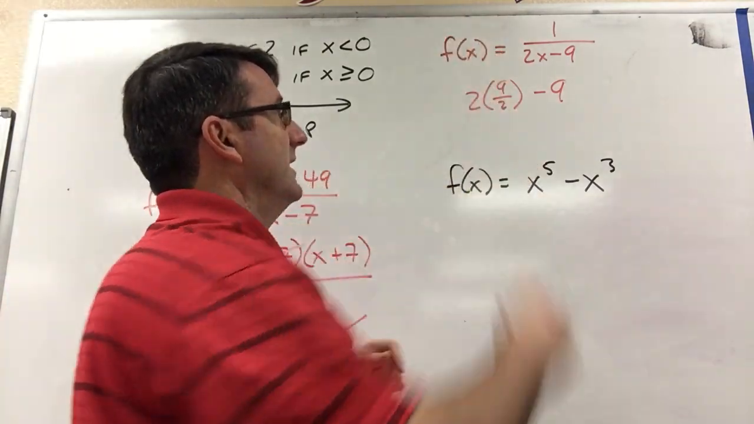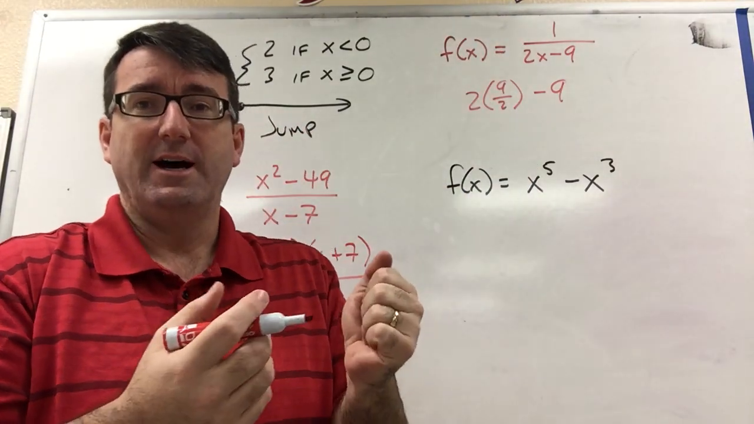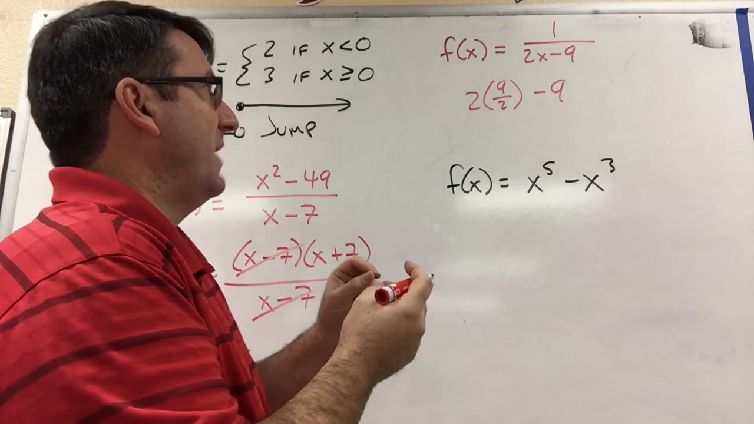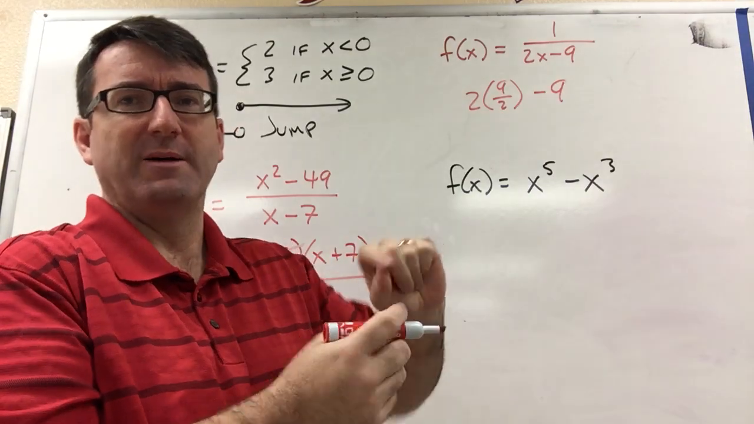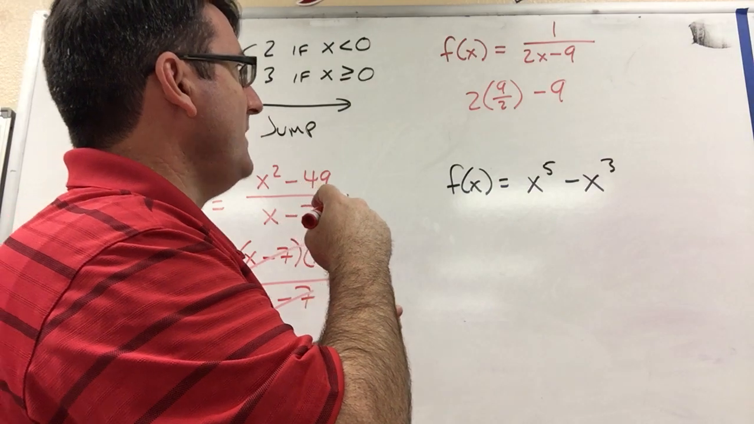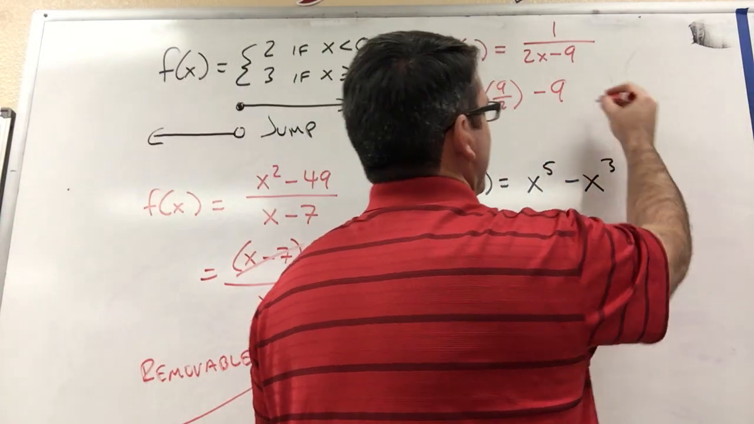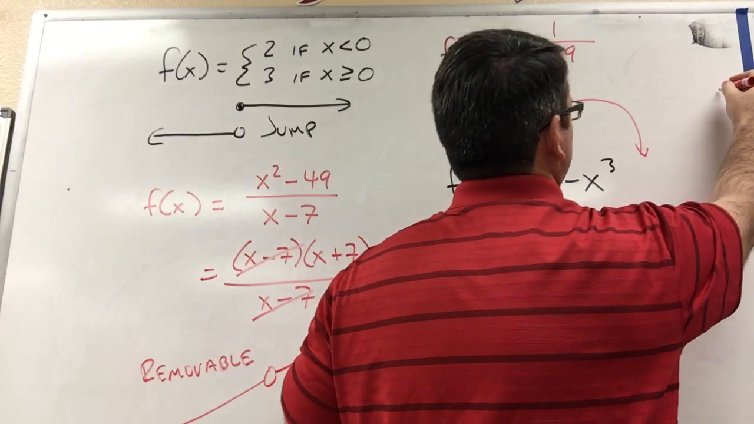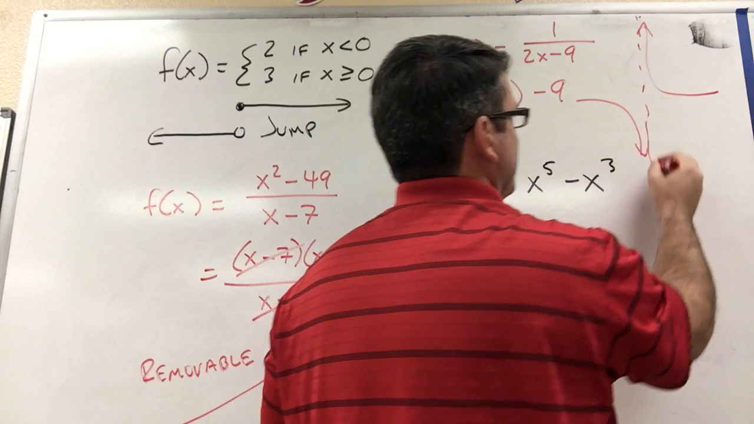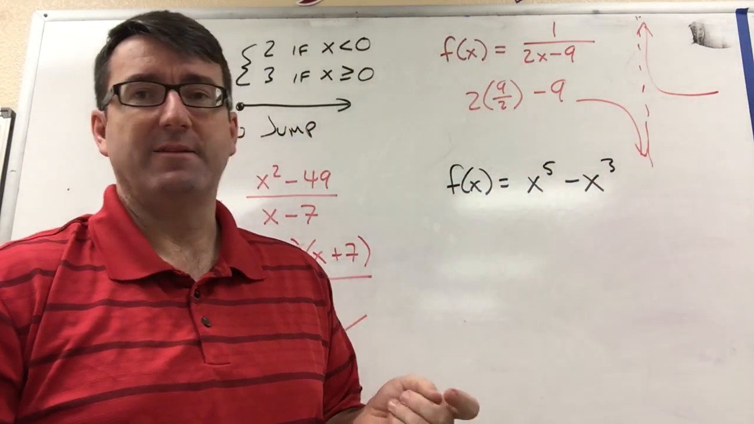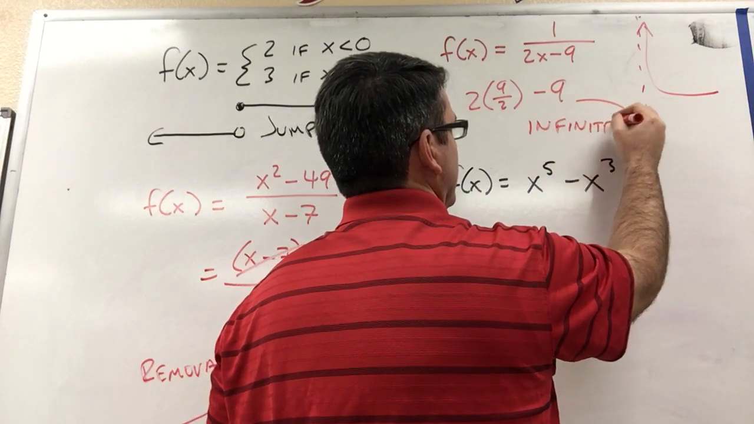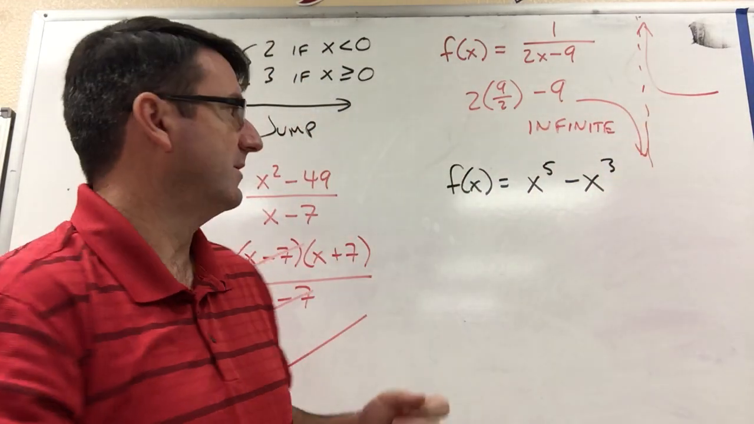It's going to shoot off toward infinity because as it gets closer and closer to 0, we're going to be dividing by some smaller and smaller amount, so it's going to get bigger and bigger. And so on one side, it's going to shoot down to negative infinity. On the other side, it's going to shoot up to positive infinity. And you have an asymptote right there at x equals 9 halves. That is your infinite discontinuity, and that's the one we're looking for.